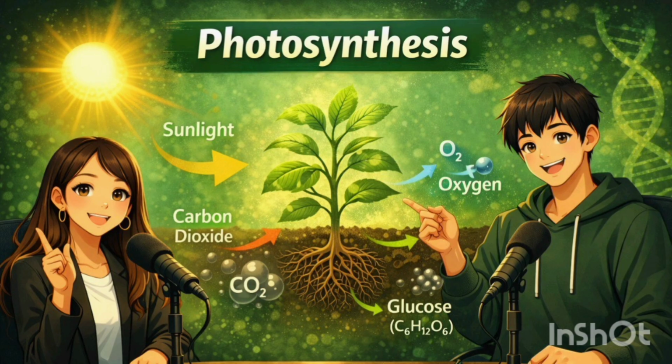Okay, so the detectives have cracked the case. We know light splits water to release oxygen and helps make sugar. Now let's go to the crime scene. The factory floor. Section 2. The site and the pigments. We're going inside the leaf, specifically into the mesophyll cells. These cells are packed with chloroplasts.